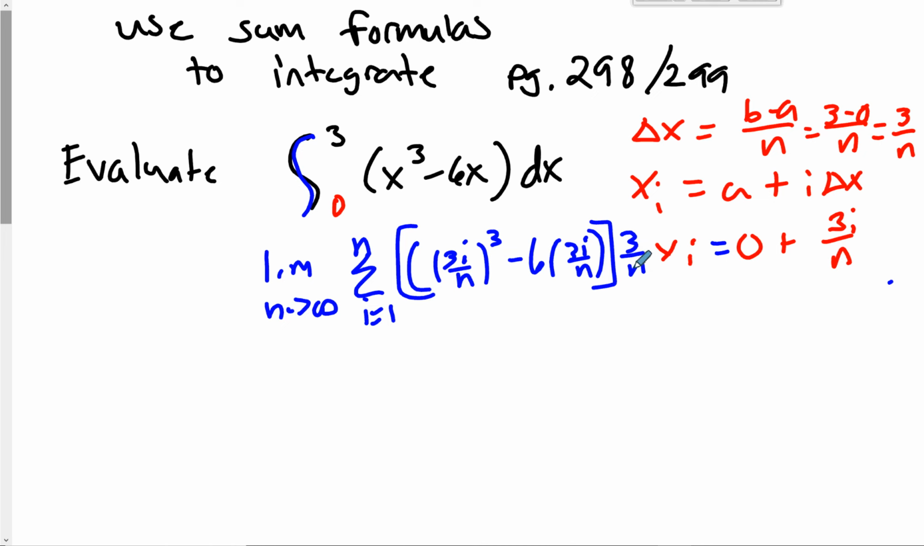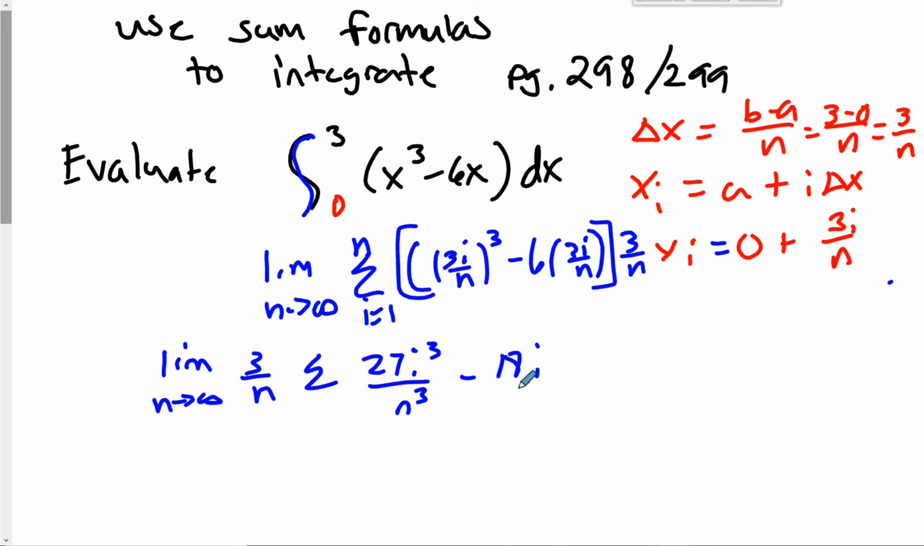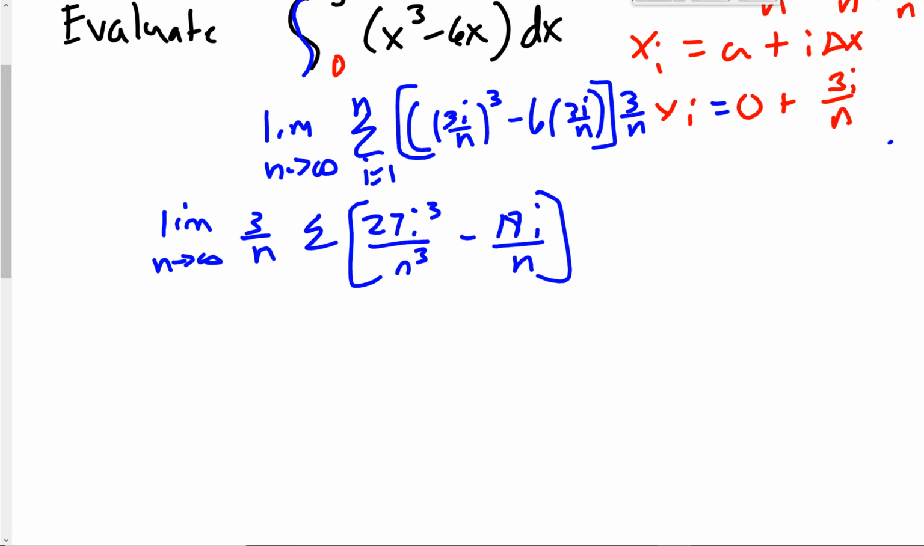We can bring this 3 over n out front of the sum. So 3 over n in front of the sum. Distribute my power. So this is 27i cubed over n cubed minus 18i over n. So that I'm finding the sum of that. Okay, so now I want to rewrite this basically so I get my i's kind of by themselves, or i cubed or i squared, and then we can use our sum formulas.